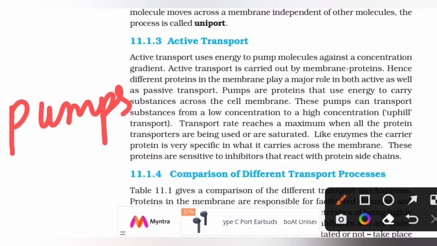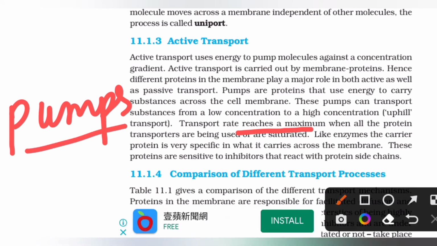So the saturation effect is also there. That means when all the pumps are being used, the transport rate will reach a maximum. Here it is written: transport rate reaches a maximum when all the protein transporters are being used, or saturated. That means however many pumps are there, that many protein molecules will be transported. So when the maximum number of protein transporters are used, it will reach a saturation level. That effect is there, because the rate of movement is dependent on the number of pumps here.